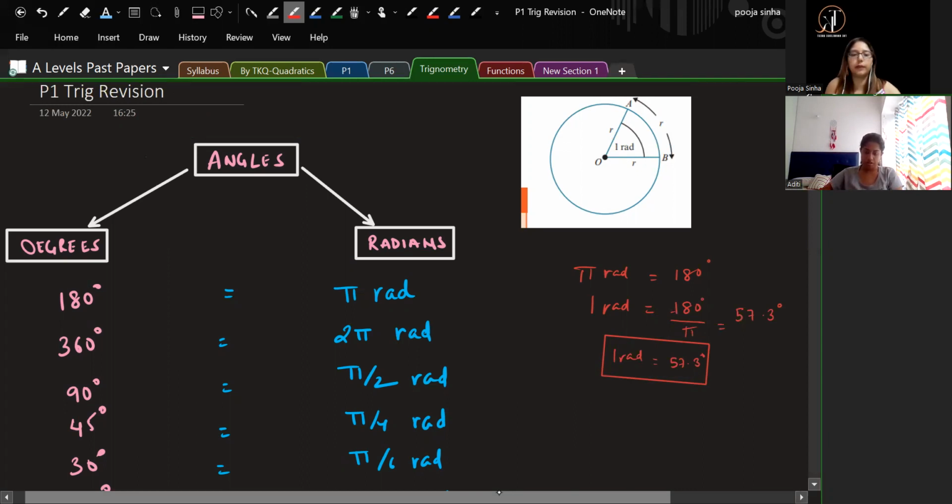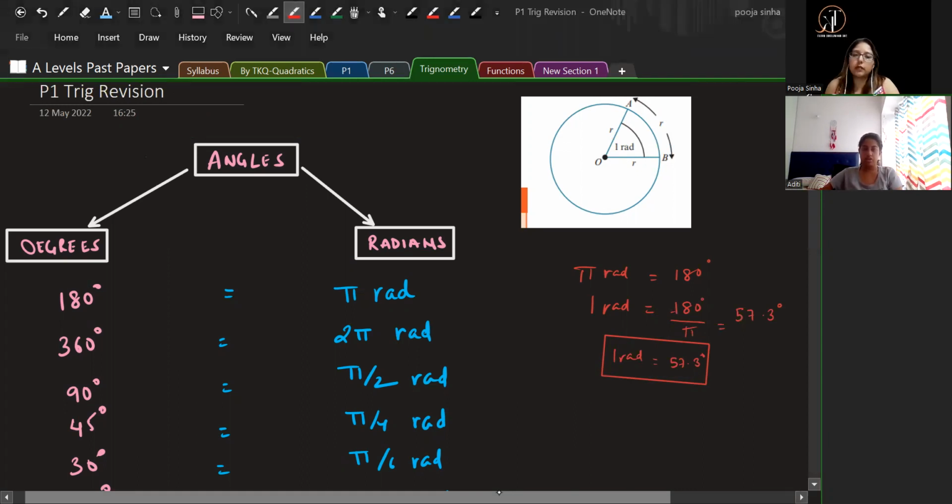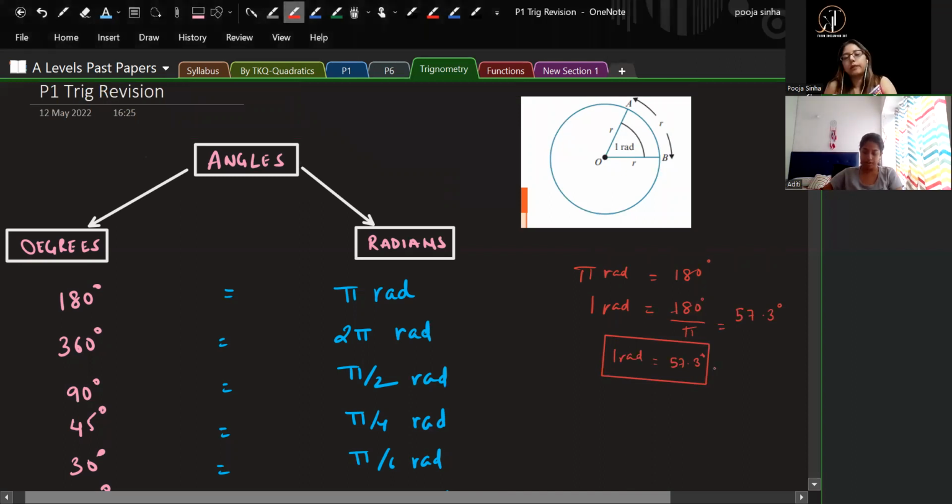Any confusion? So basically, if pi rad is equal to 180 degrees, then 1 rad would mean 180 divided by pi, which is 57.3 degrees. So 1 radian is approximately 57 degrees, just to keep it in your mind. But this is a rounded-off figure. Clear?